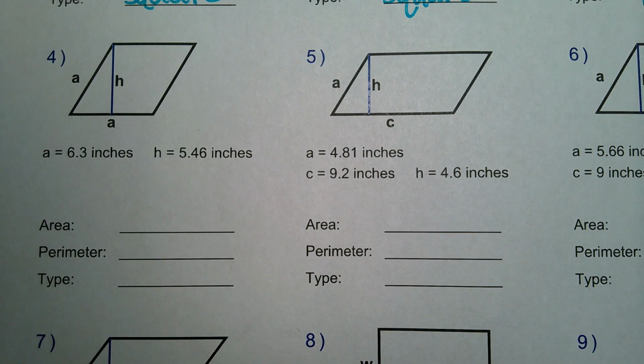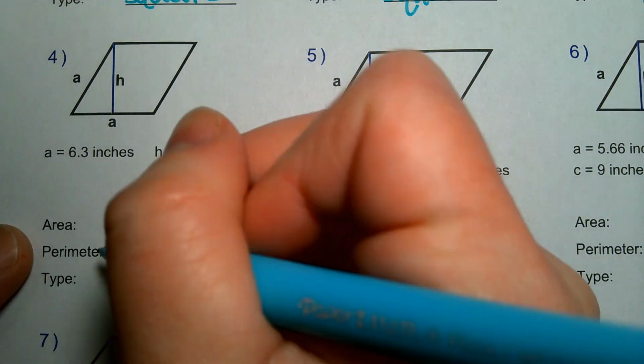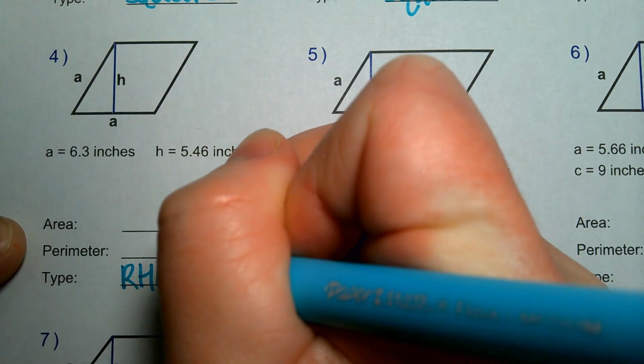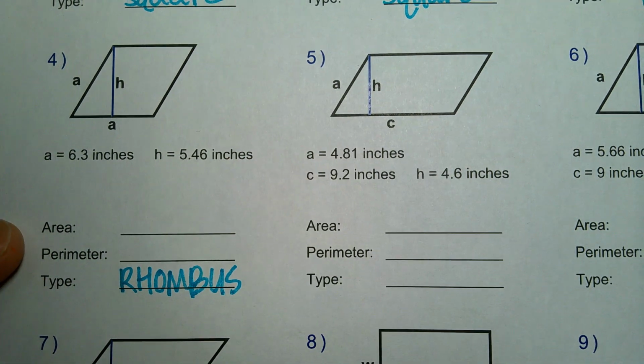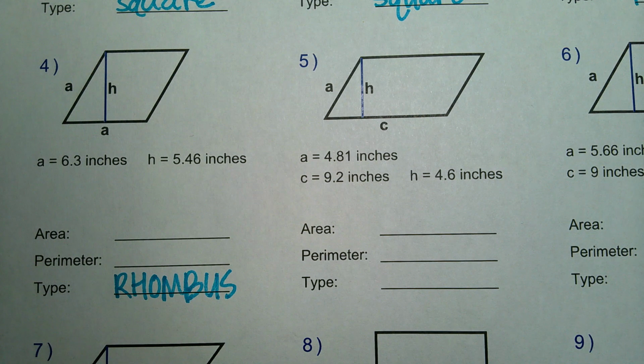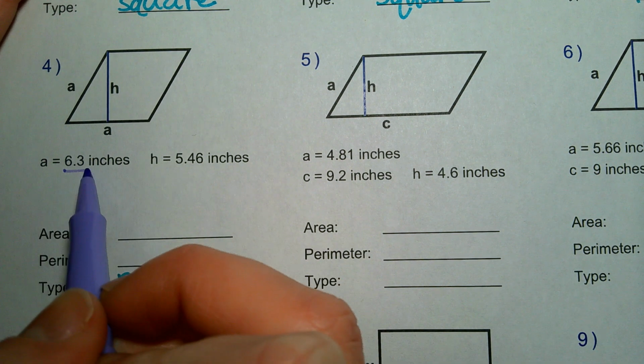Okay, let's look at number 4 now. What kind of shape is this? A rhombus. Good. So we're going to be doing the same thing as the last one. Okay. So, how do I find the area?